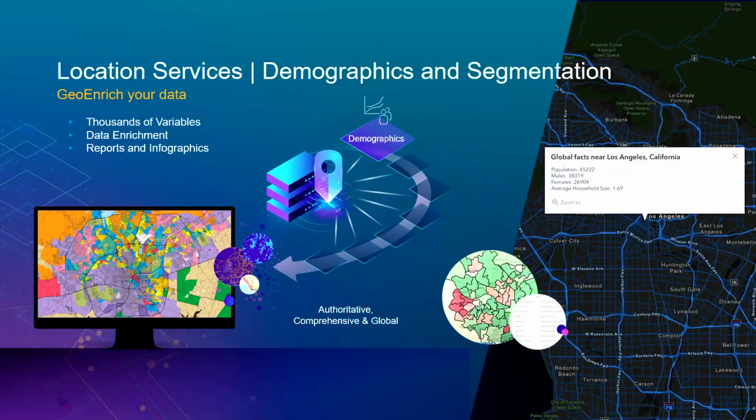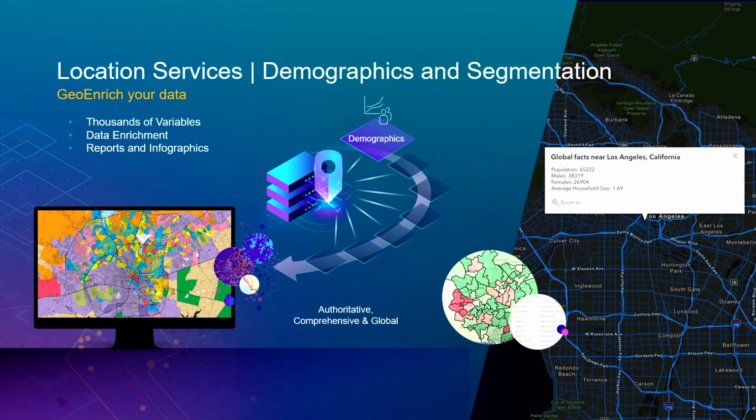The next service I want to talk about is the demographics and segmentation, the geo-enrichment data that's available to you through ArcGIS Location Platform. And to say there are thousands of variables is a bit of an understatement, maybe. There are many thousands of variables that you can use here. I'm always amazed by that.